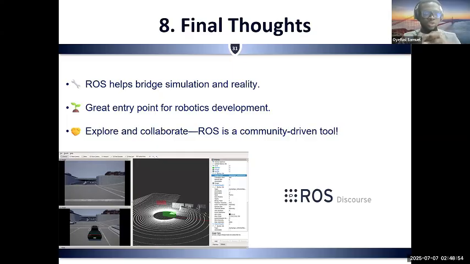It helps bridge simulation and reality. If you're looking at building a robot and you don't have the funds for it, or you're trying to build a project proposal, you can actually simulate your project, present it to people, and get a grant, or you can win a grant. With ROS, you can build a working simulation and a working prototype for a hardware application. It's a great entry point for robotic development.